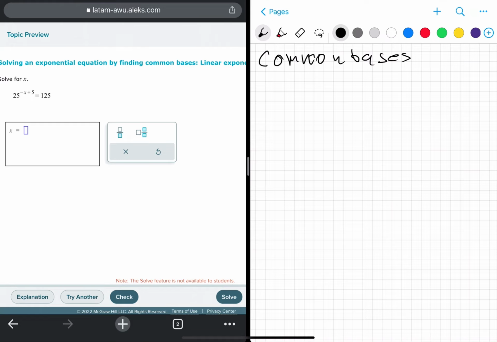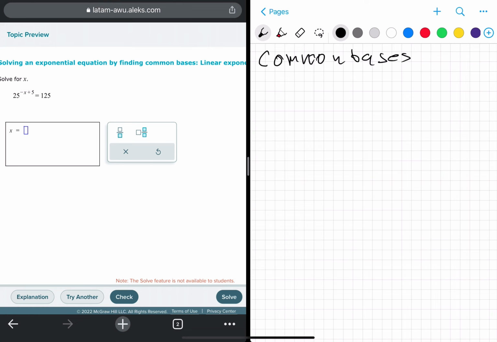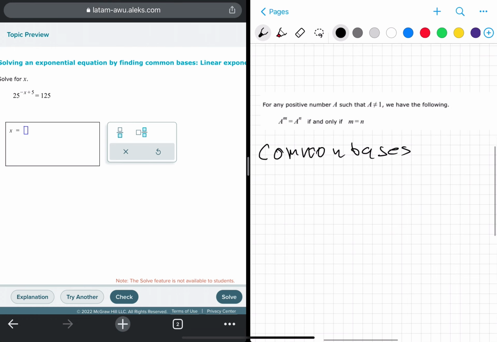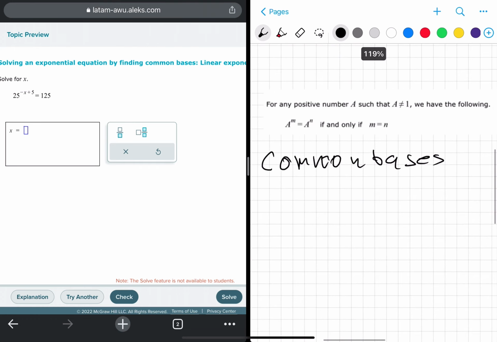There is a rule or a property of exponents that you need to know to solve this exercise, and I have it here. For any positive number a such that a is not 1, we have the following. If we have an equation of a to the m equals a to the n, this will be true only if m is the same number as n.